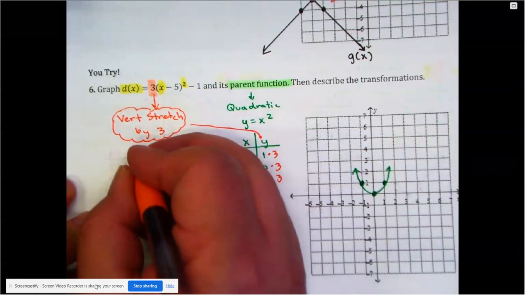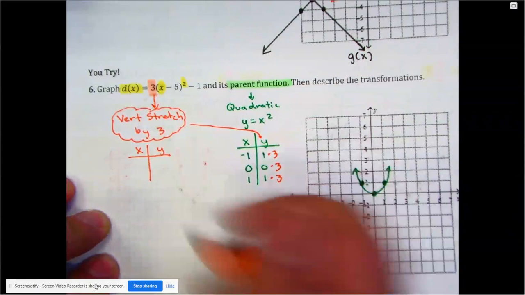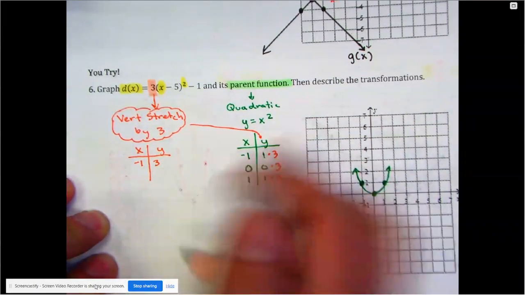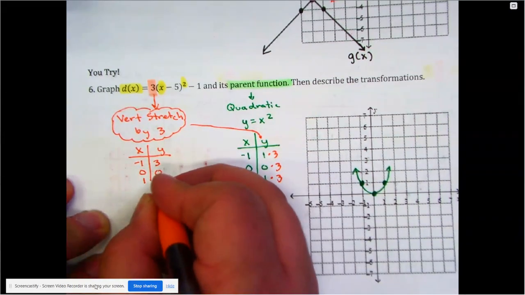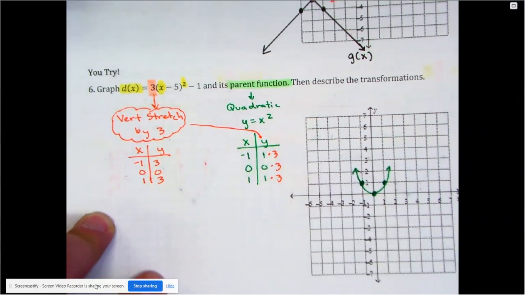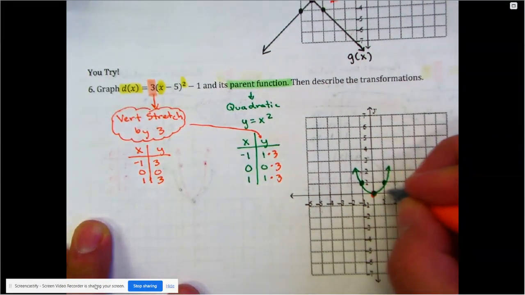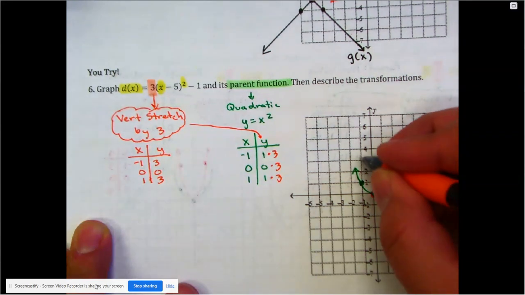So then here comes our brand new table based off of this. -1, positive 3. 0, still 0. 1 and 3. We have our 3 points. So you know what? I'm going to draw this stretch now. There's 0, 0, 1, 3, and -1, 3.